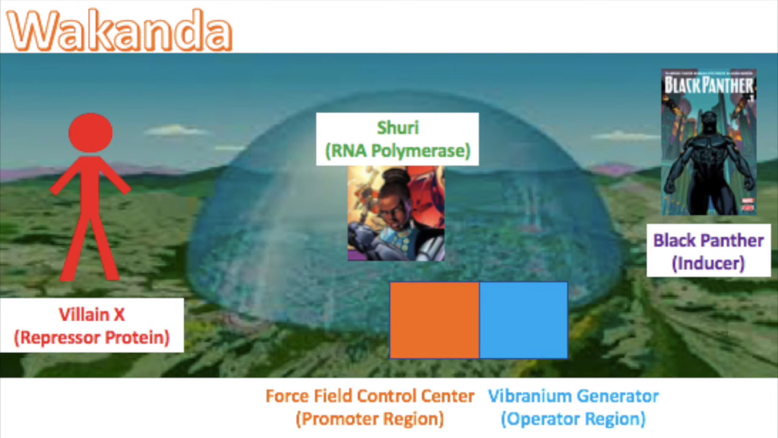In the movie The Black Panther, the civilization of Wakanda is powered by the precious metal vibranium and protected by a force field. When the force field is on, Wakanda is safe. When the force field is off, the civilization is vulnerable. The force field represents transcription.